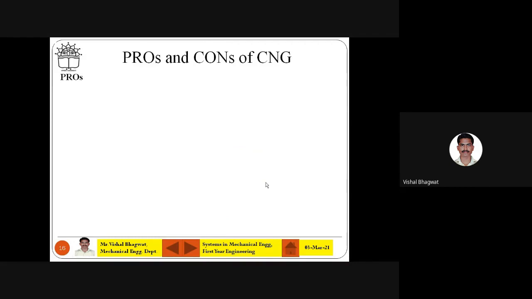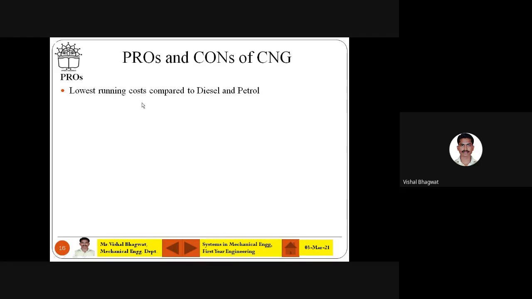Then some of the pros and cons of CNG. It is an introductory part, so just see what the advantages and disadvantages of CNG are. CNG is compressed natural gas. Now people are using it as an option to petrol or diesel, so CNG kits are there. You may have almost 1 lakh rupees maximum increase in cost if you want to fit a CNG kit in your car. It varies from 50,000 to 1 lakh rupees maximum.